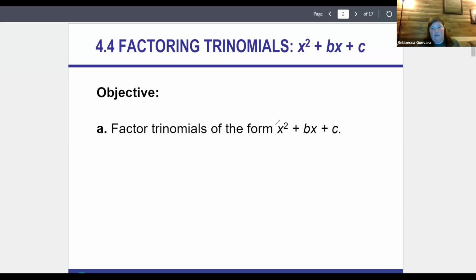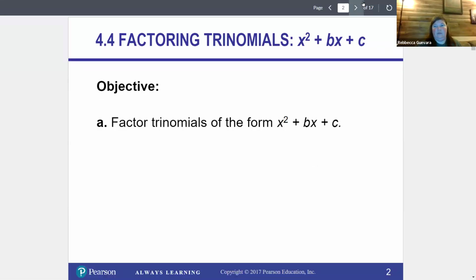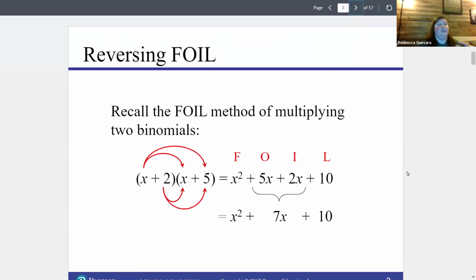Notice this has a coefficient of 1. That's what's going to make this important, because in 4.5 is when we're going to have a coefficient that is something other than 1. So what we're doing is kind of like a reverse FOIL method.